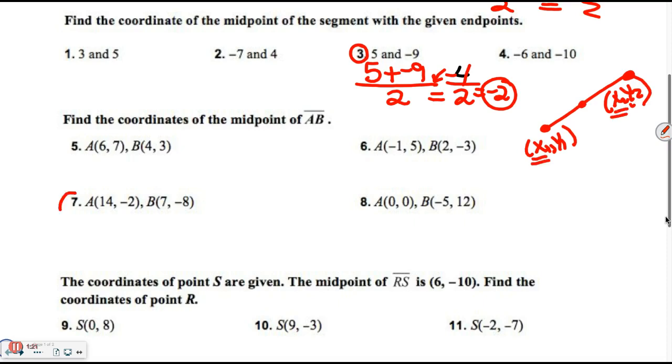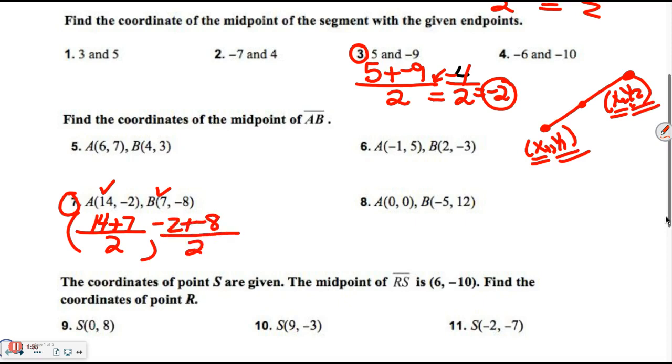So let's go take a look at number 7. We do 14 plus 7. And then we cut it in half to get in the middle of the X's. Then we average the Y's by adding them up and averaging them out. So really you just add and divide by 2, add and divide by 2, a really easy formula.